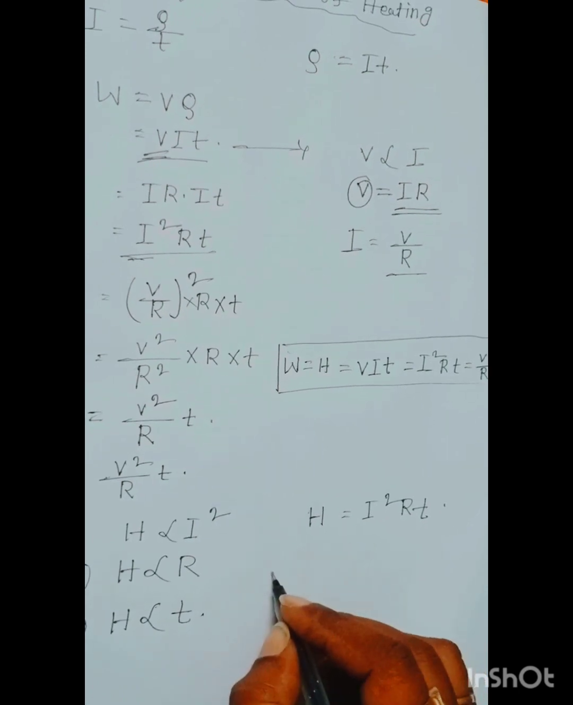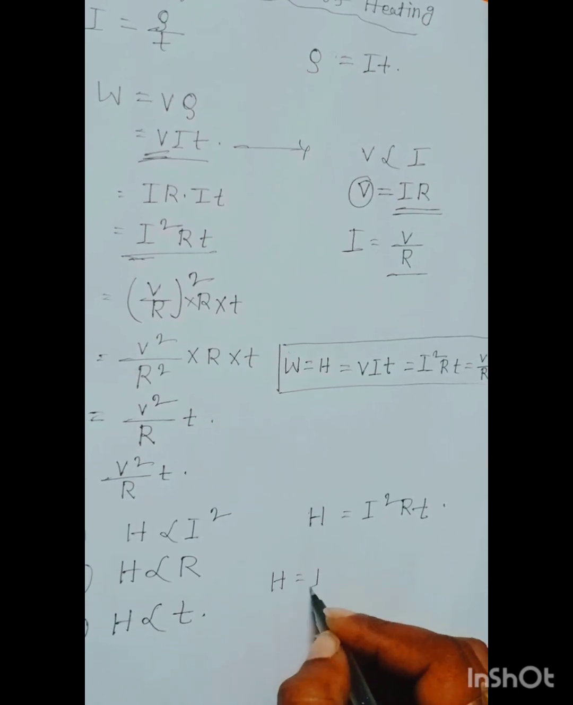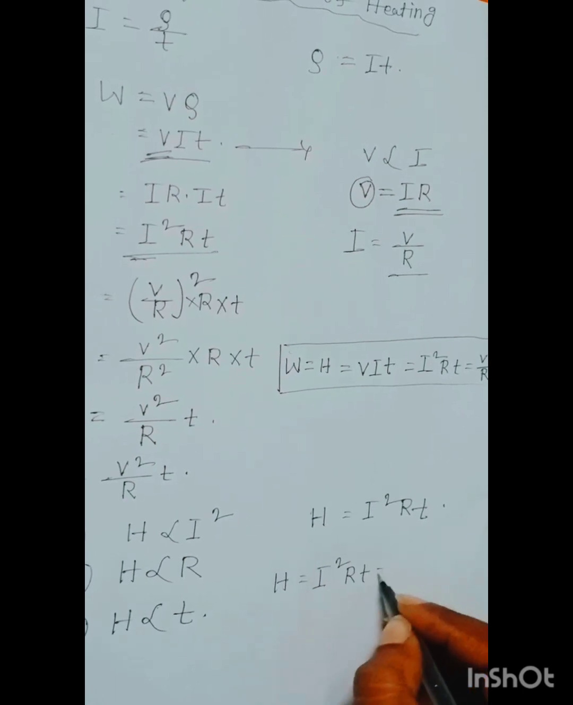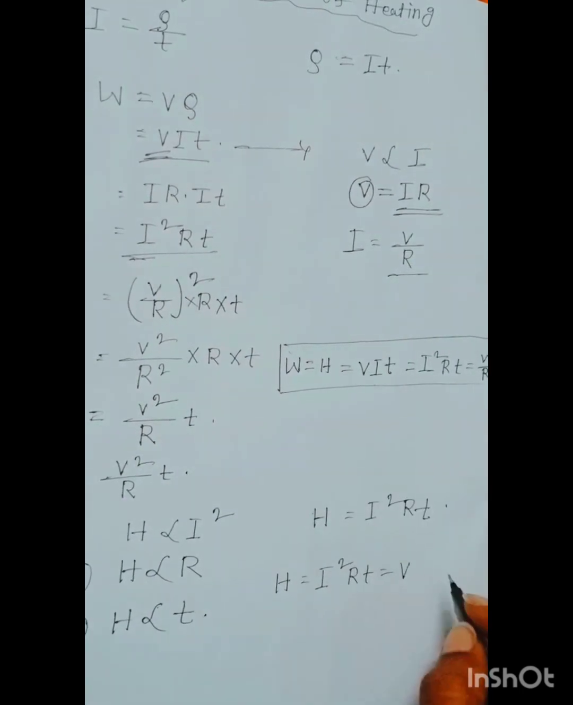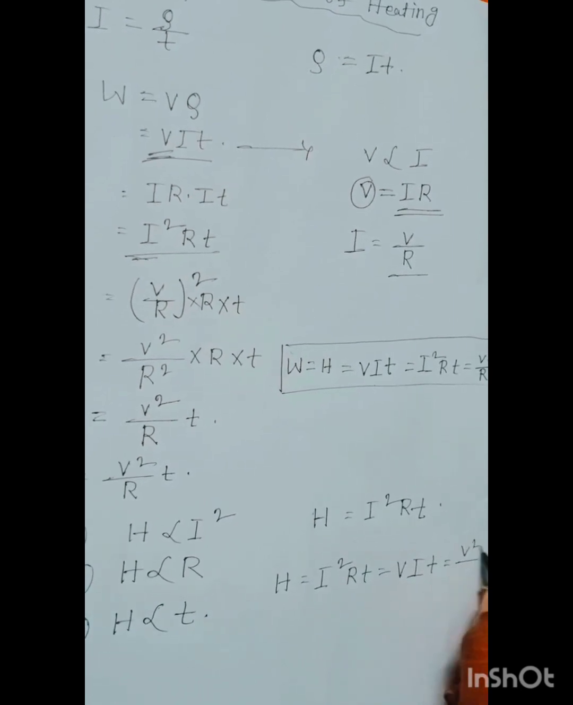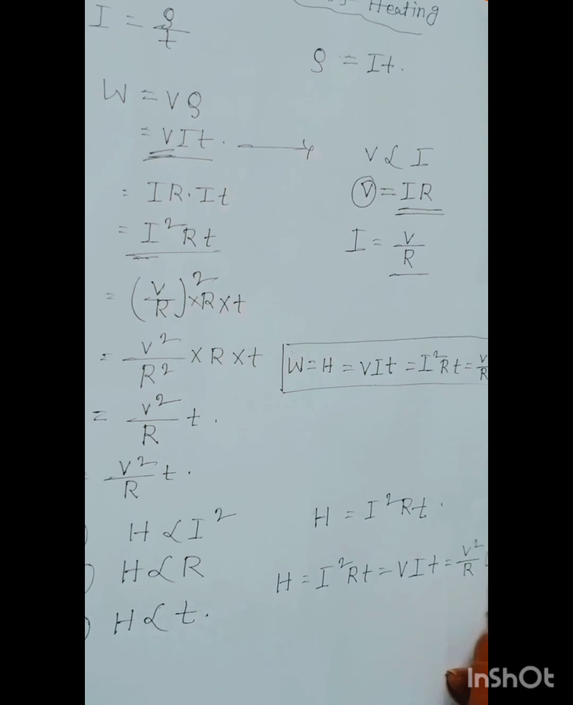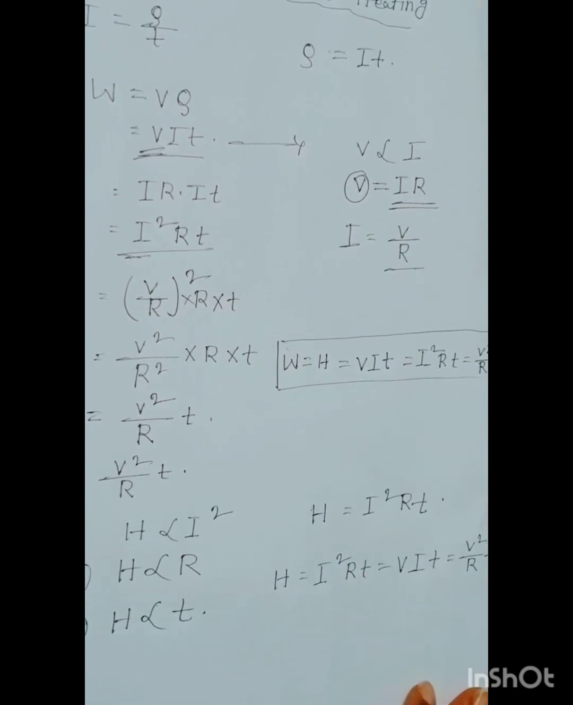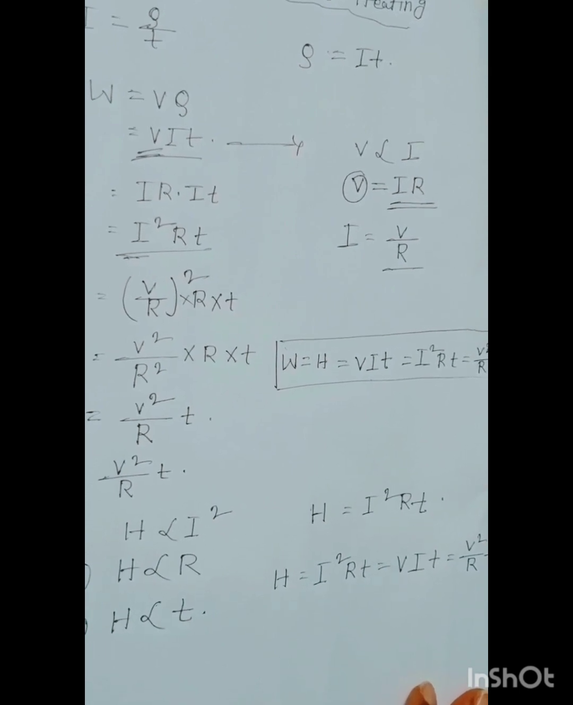So finally we are getting here H equal to I square R t equal to V I t equal to V square by R t. So student, two factors which are mainly responsible for heat generation in a wire of given material are number 1, magnitude of current, and number 2, resistance of the wire.